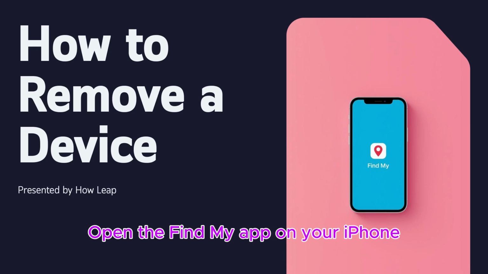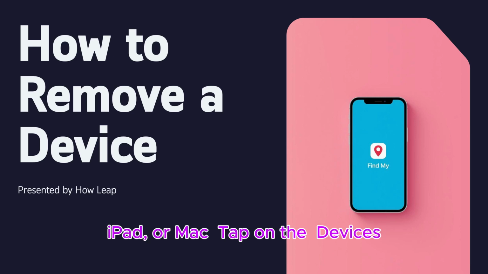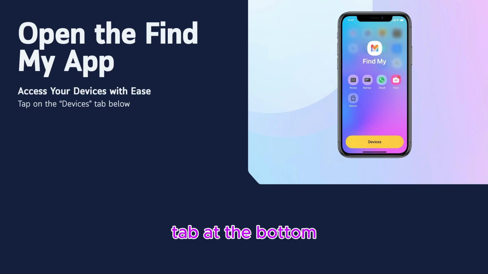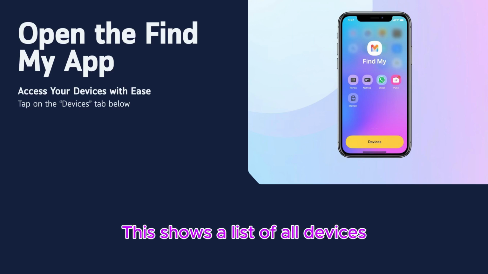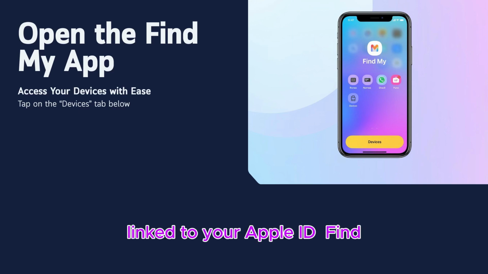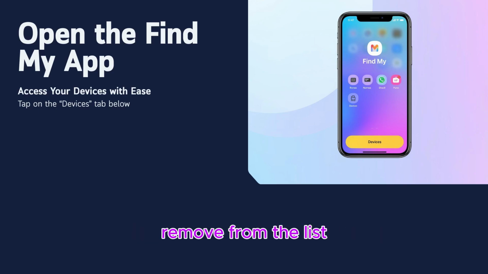Open the Find My app on your iPhone, iPad, or Mac. Tap on the Devices tab at the bottom. This shows a list of all devices linked to your Apple ID. Find and select the device you want to remove from the list.